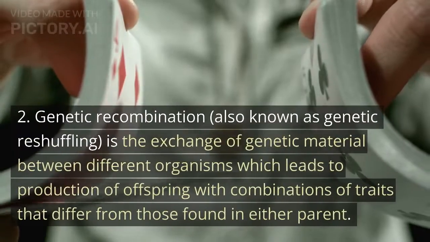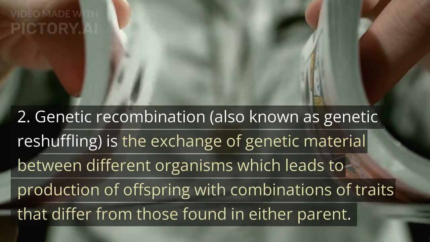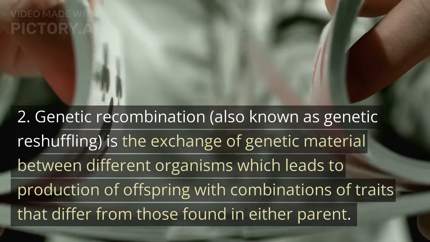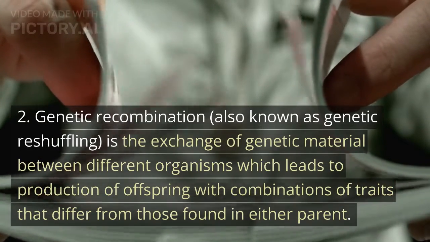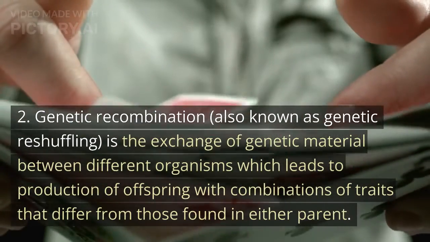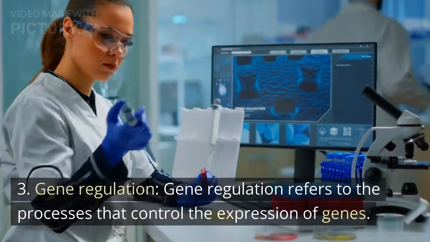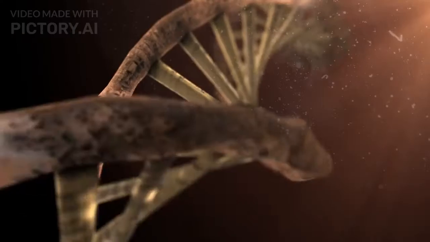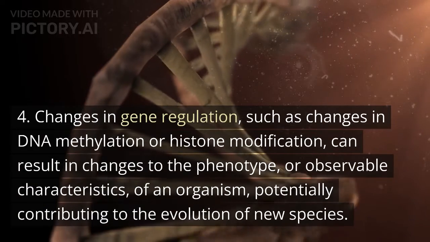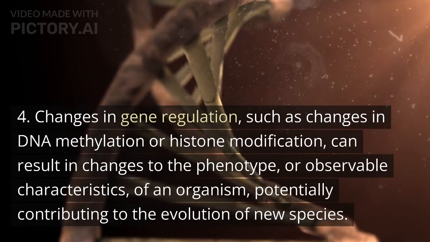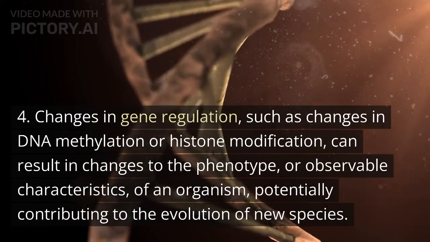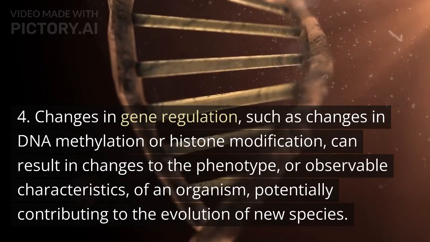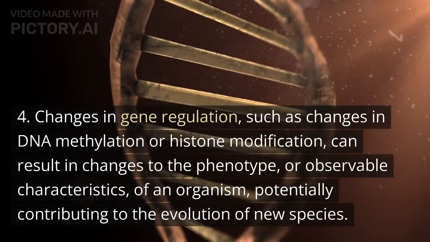2. Genetic recombination, also known as genetic reshuffling, is the exchange of genetic material between different organisms which leads to production of offspring with combinations of traits that differ from those found in either parent. 3. Gene regulation. Gene regulation refers to the processes that control the expression of genes. Changes in gene regulation, such as changes in DNA methylation or histone modification, can result in changes to the phenotype, or observable characteristics, of an organism, potentially contributing to the evolution of new species.